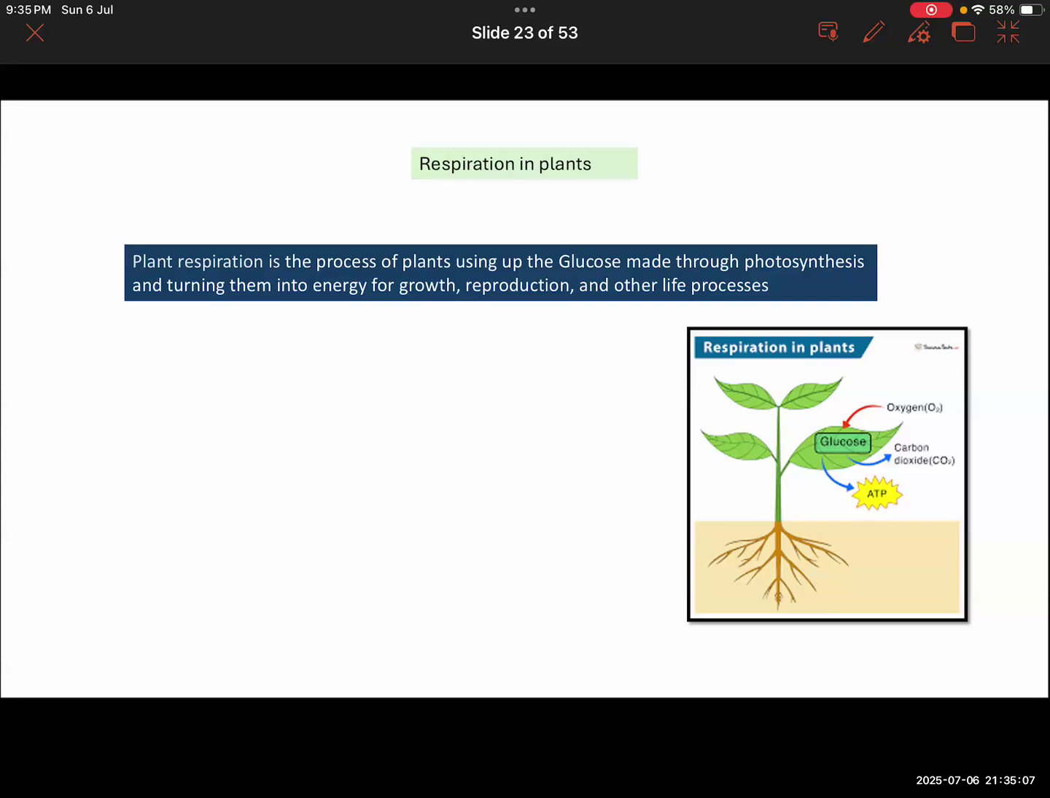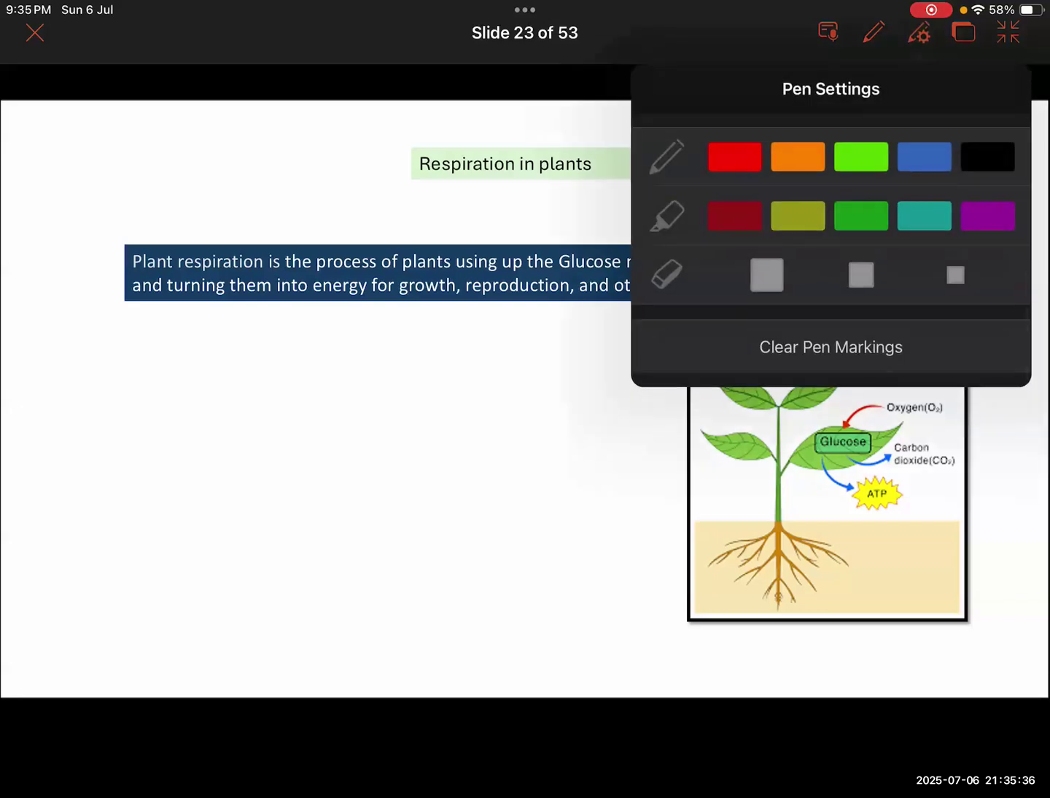So we had learned about respiration in organisms, right? We learned about aerobic respiration and anaerobic respiration. We discussed it, and we also learned about the differences between these two types of respiration. Today we are going to learn about respiration in plants. Just like animals need energy, even plants need energy to carry out different functions, right?